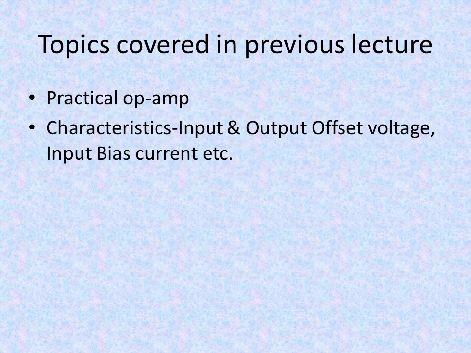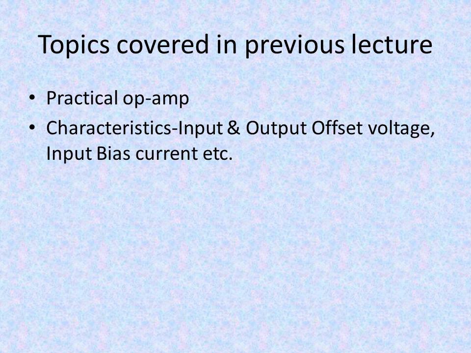So first of all, the topic that was covered in the previous lecture was the practical op-amp. We had discussed what characteristic changes occur when, instead of an ideal op-amp, we use a practical op-amp. We had seen that there is an error voltage emerging in the practical op-amp, and we had also discussed the ways by which output offset voltage can be reduced by using certain components. Now today in this lecture we will discuss the frequency response of the operational amplifier.